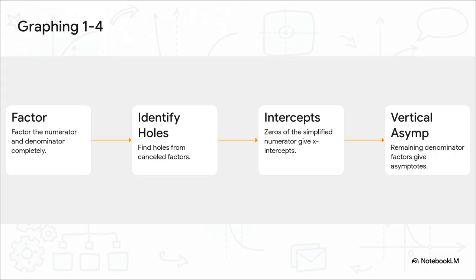Step 1 is always factor completely. Once you cancel common factors, boom, you immediately get step 2, identifying your holes. For step 3, you just take whatever is left in the numerator, set it to 0, and you've found your x-intercepts. And for step 4, whatever survived in the denominator becomes your vertical asymptotes.